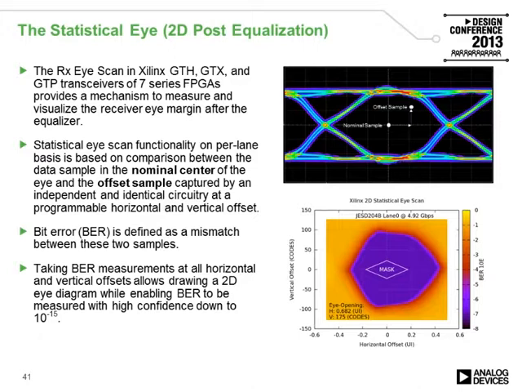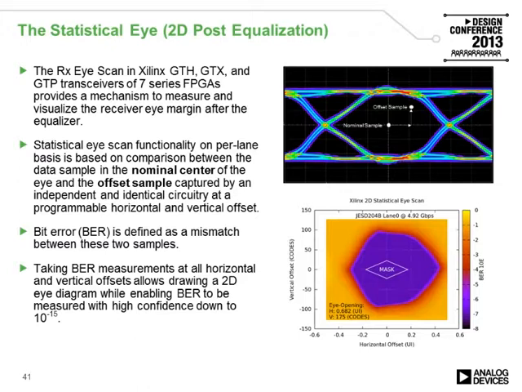The RX iSCAN in Xilinx GTH, GTX, and GTP transceivers of the 7 series FPGA provides a mechanism to measure and visualize the receiver eye margin of the equalizer. Statistical iSCAN functionality on a per lane basis is based on a comparison between the data sample in the nominal center of the eye and the offset sample captured by an independent and identical circuitry at a programmable horizontal and vertical offset.